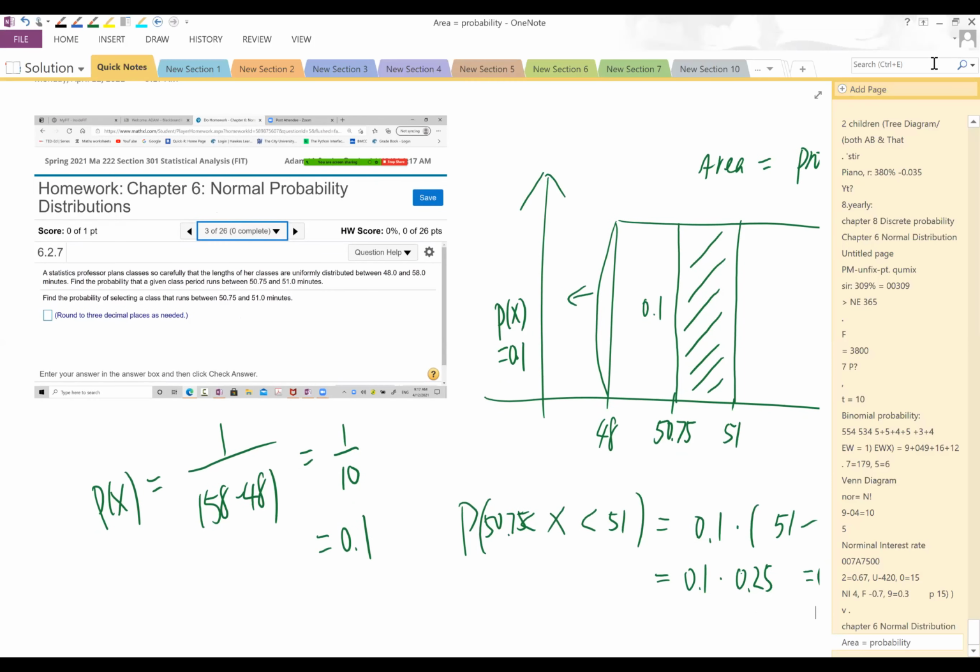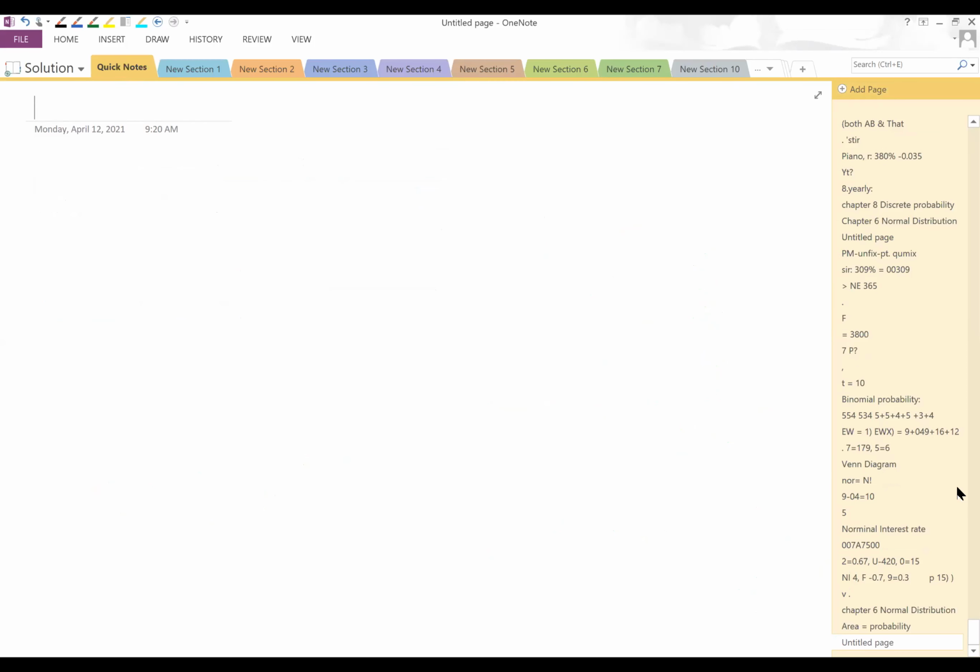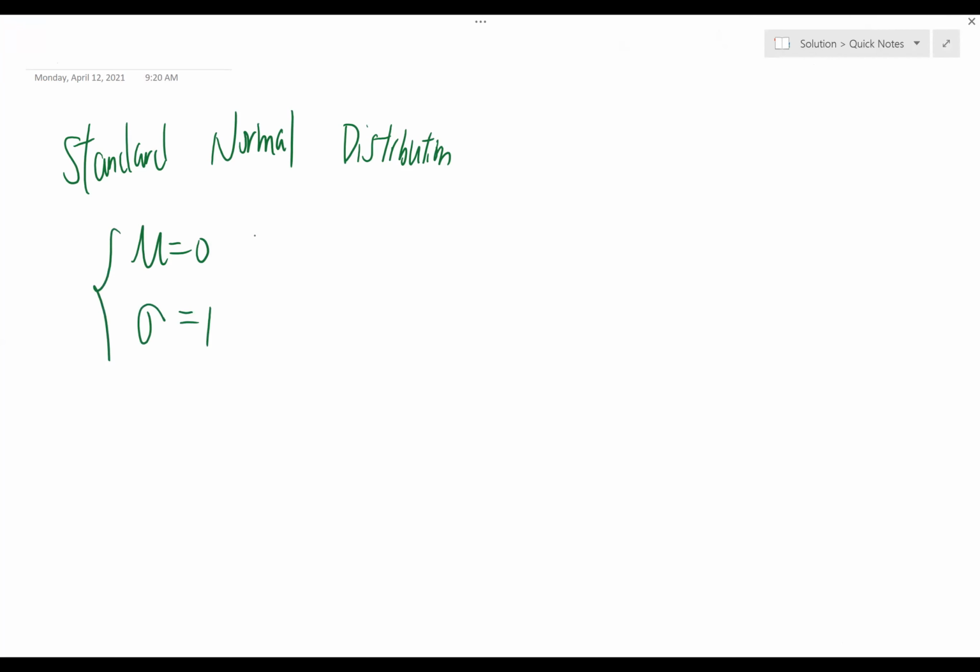And now let's move on to the standard normal distribution we talked about last time. Let me just quickly remind you what we talked about. For the standard normal distribution, there are two key aspects. First aspect is the mean equal to 0. And the second aspect is standard deviation equal to 1, right? So if a normal distribution satisfies mean equal to 0 and standard deviation equal to 1, we call this standard normal distribution.